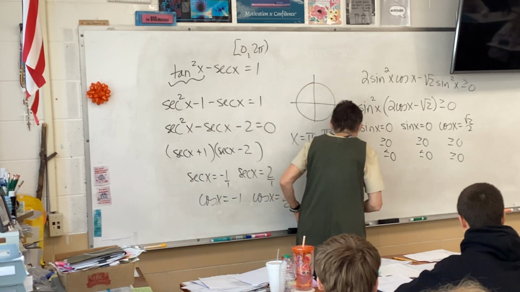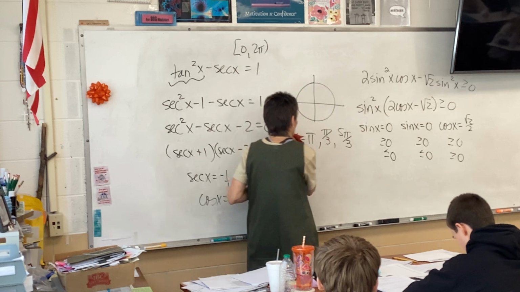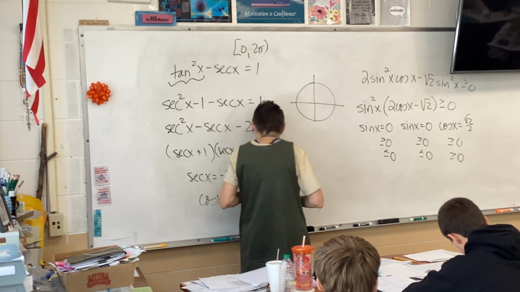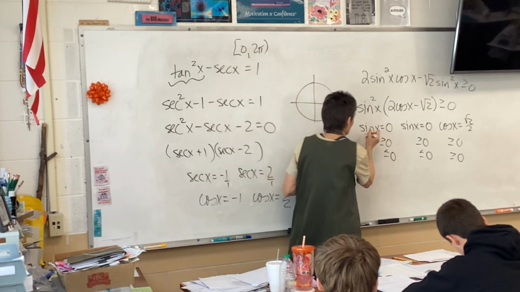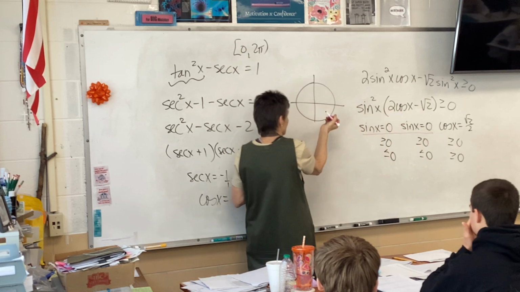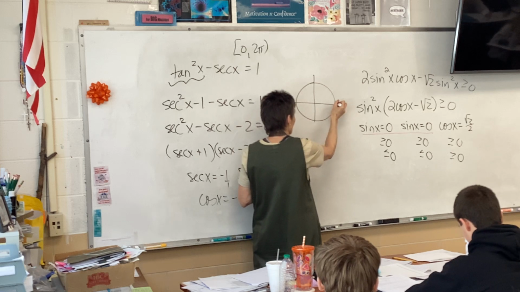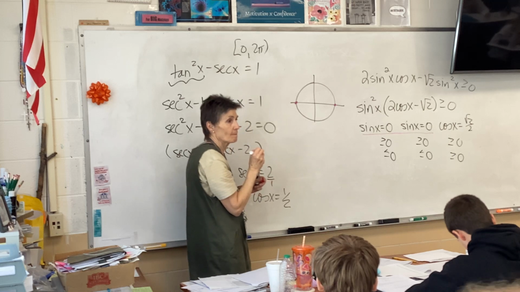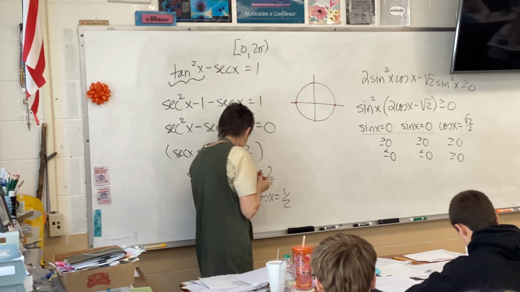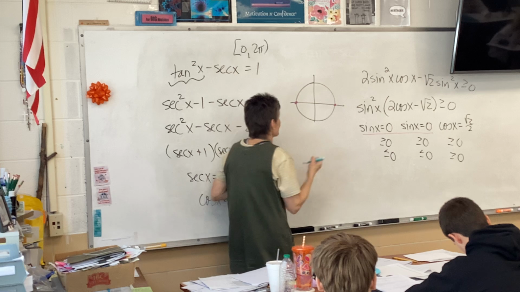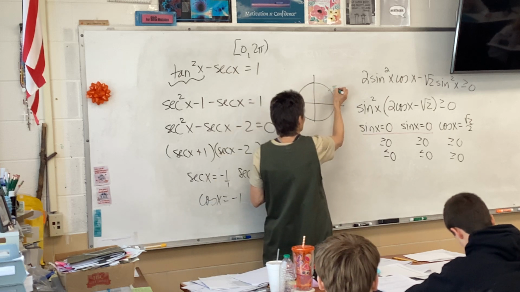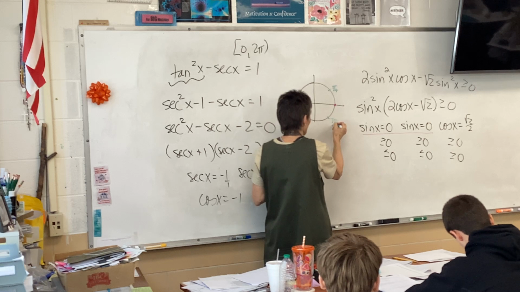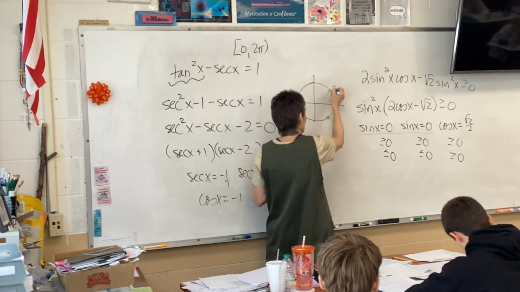All right, so let's look at our circle and see what that looks like. Here's my circle. Here is where the sine is 0. The sine is 0 here and here. Here is where the cosine is root 2 over 2, pi over 4 and 7 pi over 4. Would everyone agree with that?